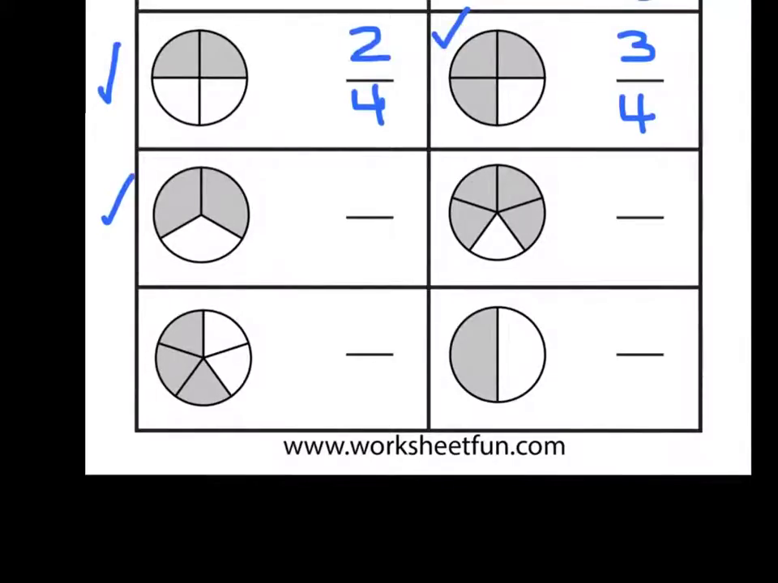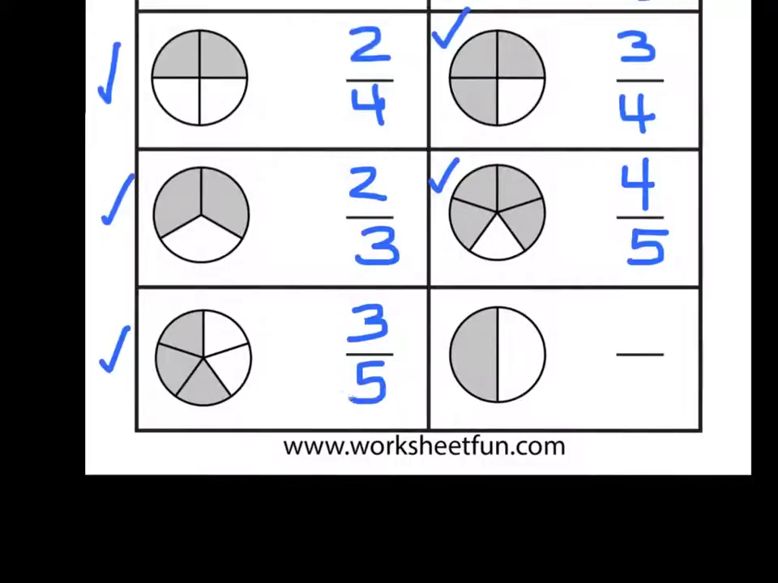Let's go here. Two-thirds of that circle is shaded. Try here. Four-fifths of that circle is shaded. Let's try the last couple. You got it? 3/5, or 3 out of 5.